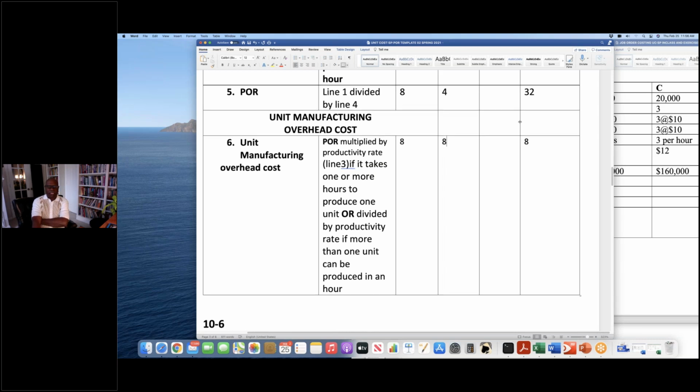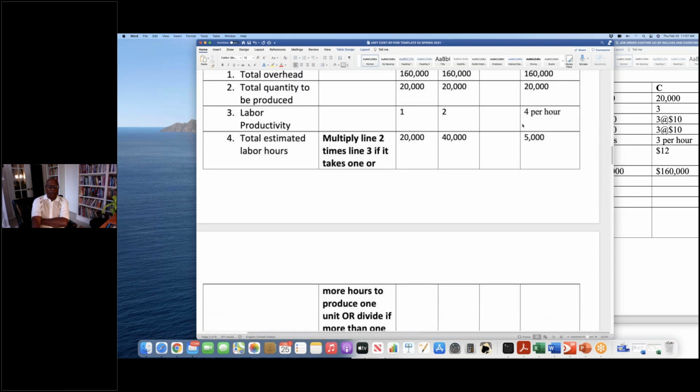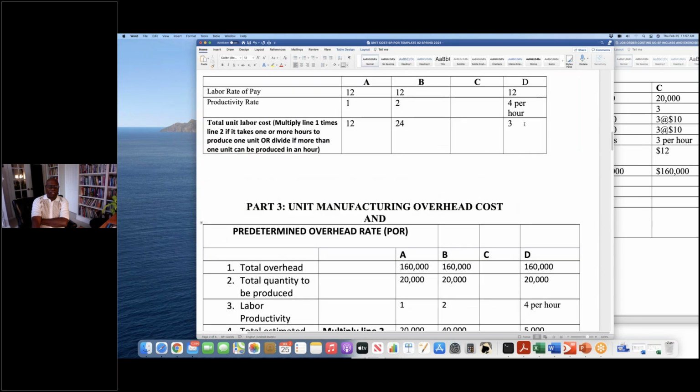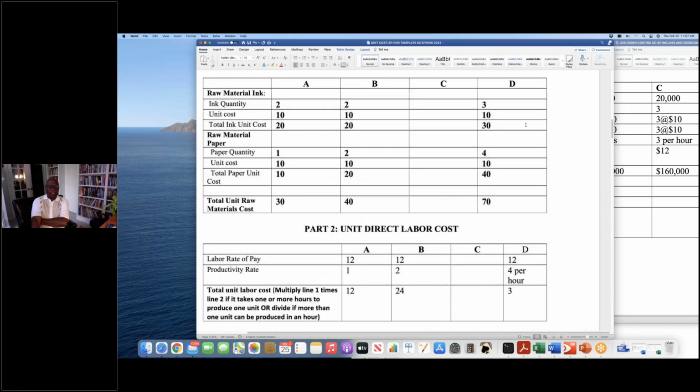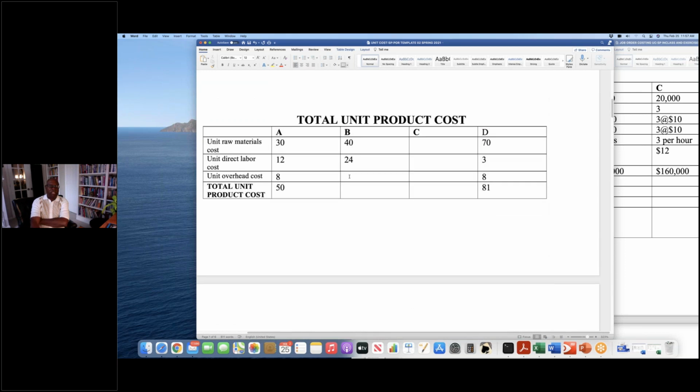Can you hear me? What are you going to do with the 8? It goes in our overhead cost chart. No. You're going to get this chart right one day. I am. Total product cost chart. So what's our total cost?